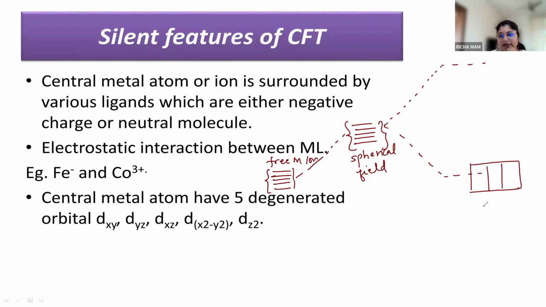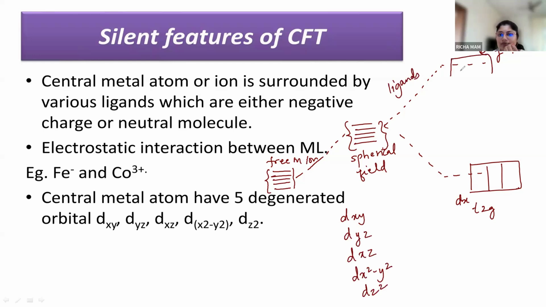They are split into t2g and eg. Okay. t2g consists of what? So what are the orbitals? dxy, dyz, dxz, dx square minus y square, and dz square. So when it comes in contact with the ligands, the energy is split. So it is split into t2g orbitals and eg orbitals. Now t2g consists of dxy, dyz, and dxz. And what is eg? dx square minus y square and dz square.